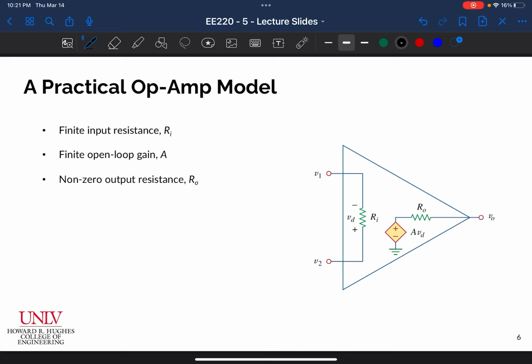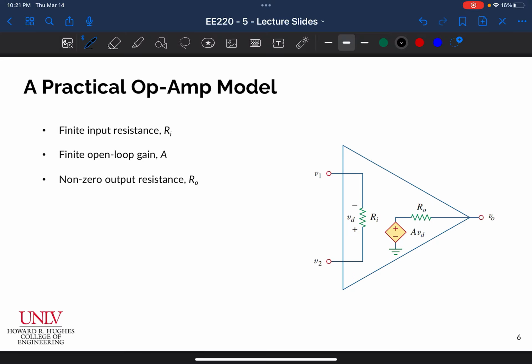All right, so I'm going to talk about the practical op-amp model first, and then I'm going to move over to the ideal op-amp model because the ideal op-amp model is what we're actually going to use when we solve circuits. Let me just make this distinction one more time. What do I mean when I say practical versus ideal? Ideally, we want the op-amp to behave a certain way, but in real life, there are practical limitations.